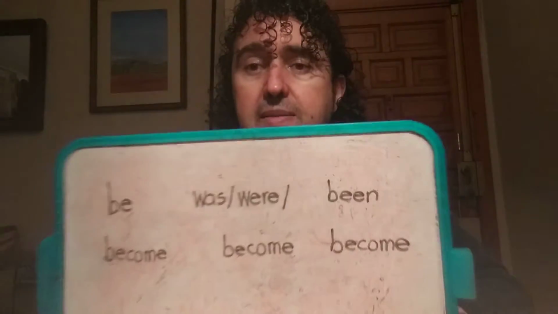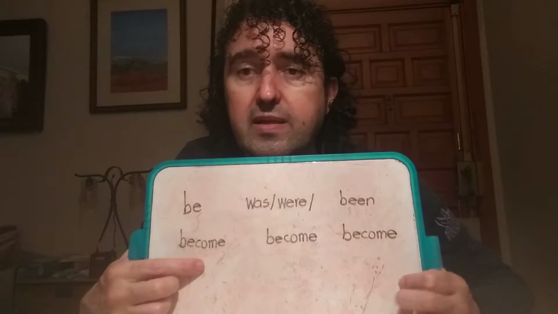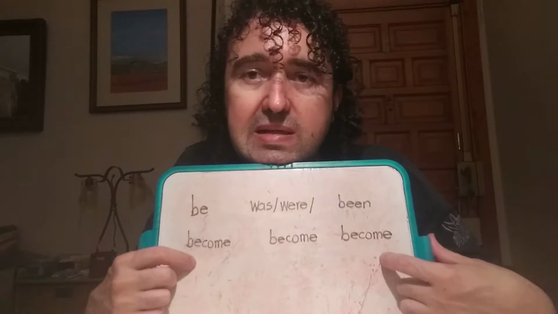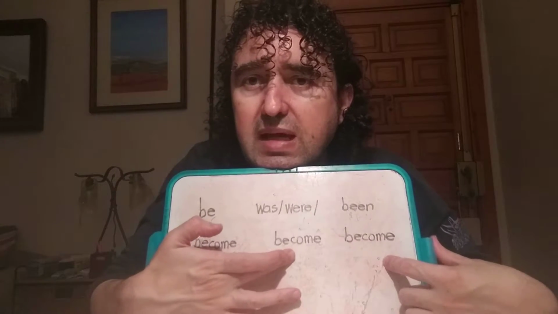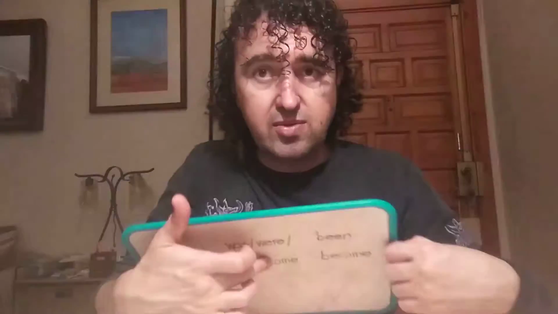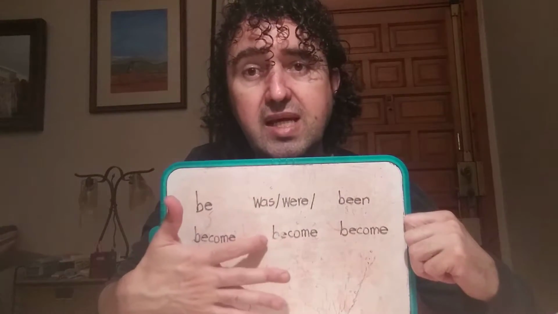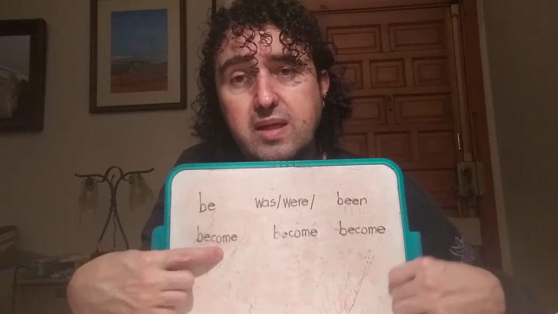For example, become, became, become. Present simple, past simple, present perfect. I became a teacher 8 years ago, but 9 years ago I wasn't a teacher, but then I decided to become a teacher. A butterfly. Do you know what a butterfly is? Sorry, a worm. What is a worm? A worm becomes a butterfly.